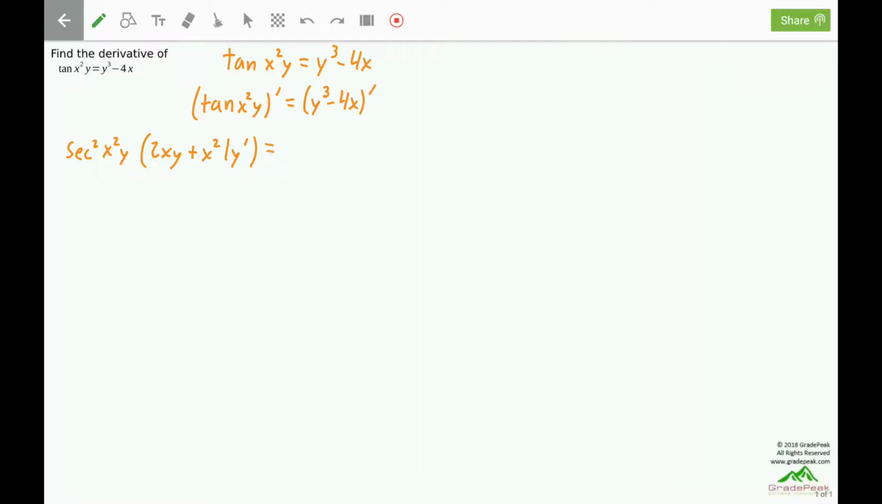Every time we take the derivative of a y term, we multiply it by y prime due to the chain rule. Equals, on the right side, we have the derivative of y cubed, which is a power rule. Bring the power down, subtract 1 from it, but then multiply by y prime to complete the chain rule. That's a y term, and we always have a y prime. The second term, minus 4x, the derivative will be minus 4.